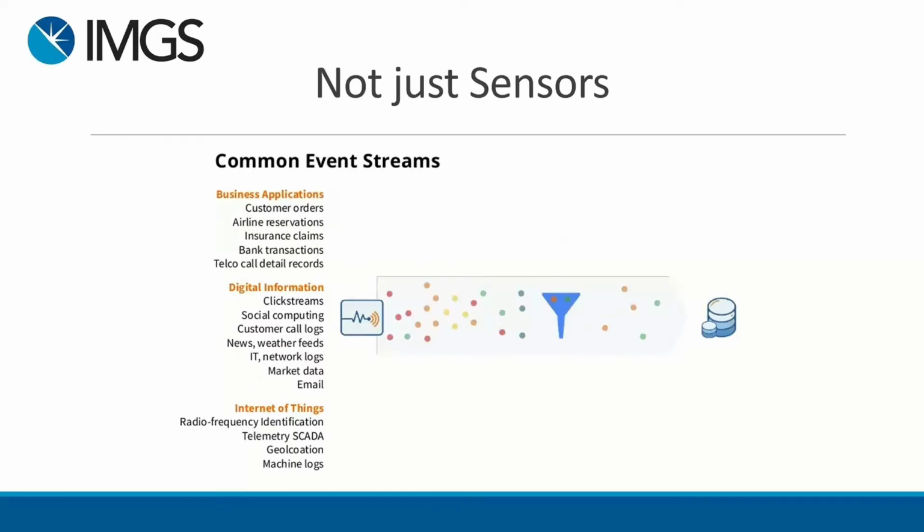And it's not just sensors. So we always think of sensors with these things, but you can see there are business applications: airline reservation information coming in, insurance claims, telco data, IT network logs, anything that's basically high frequency data. SCADA is always the typical one that people will look at, but there's an awful lot of other system information that's very, very fast that flows through.